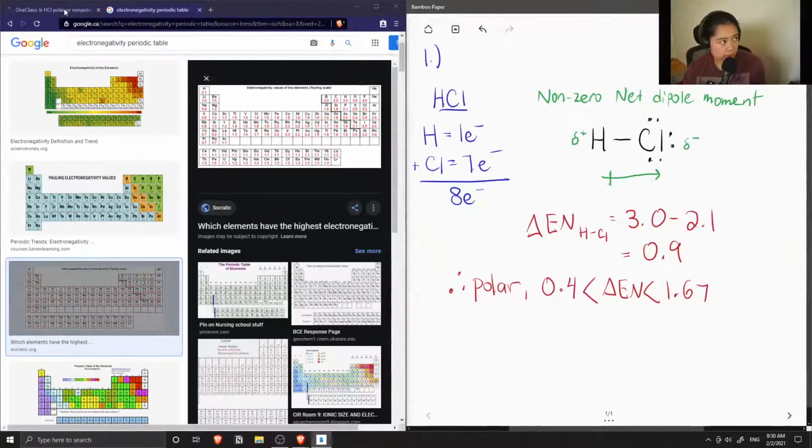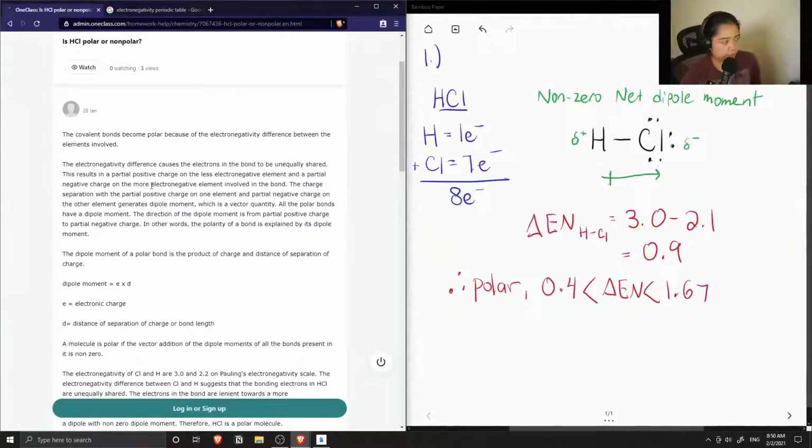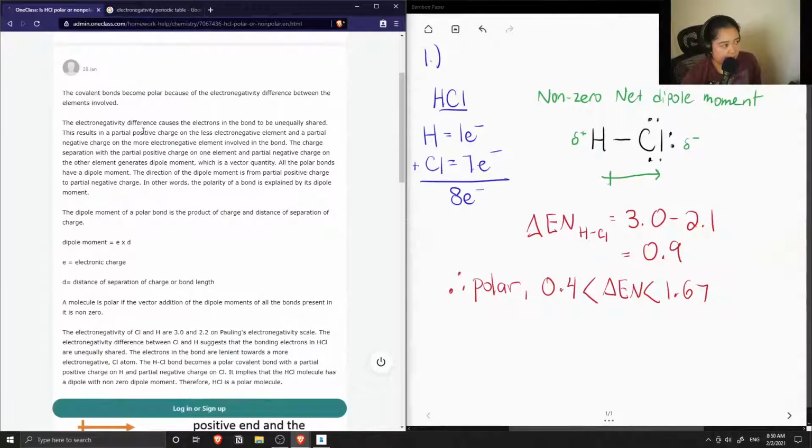Okay, so let's see what the junior tutor said. The covalent bonds become polar because of the electronegativity difference between the elements involved. Electronegativity difference causes the electrons in the bond to be unequally shared. This results in a partial positive charge on the less electronegative element and a partial negative charge on the more electronegative element involved in the bond. The charge separation generates a dipole moment, which is a vector quantity.